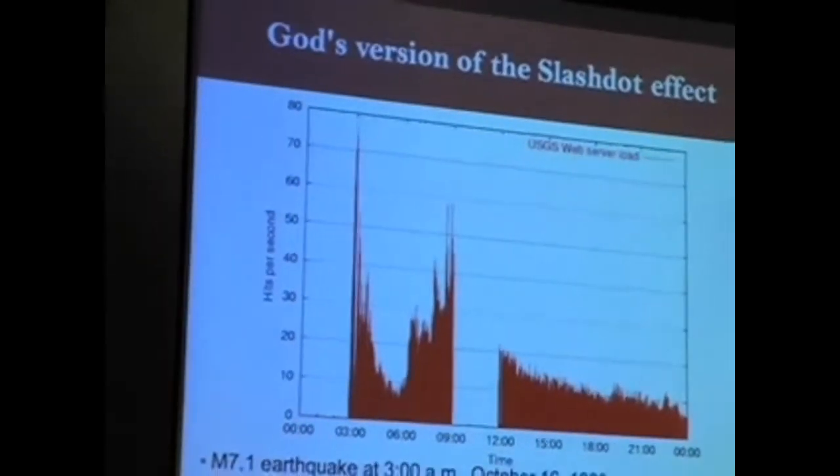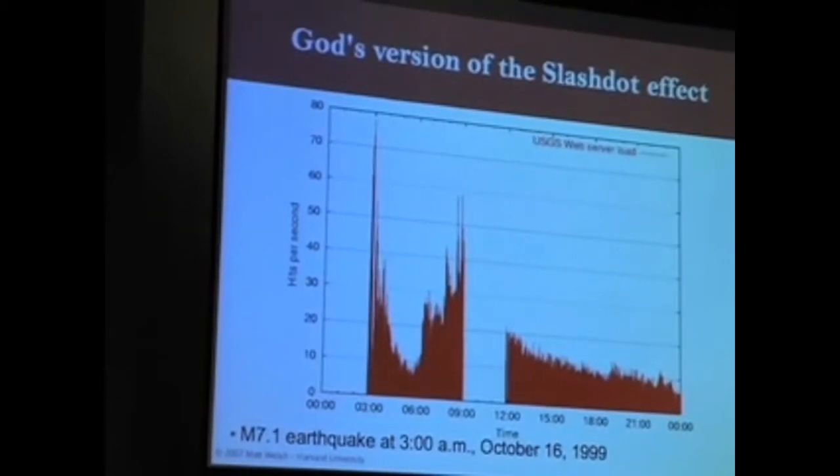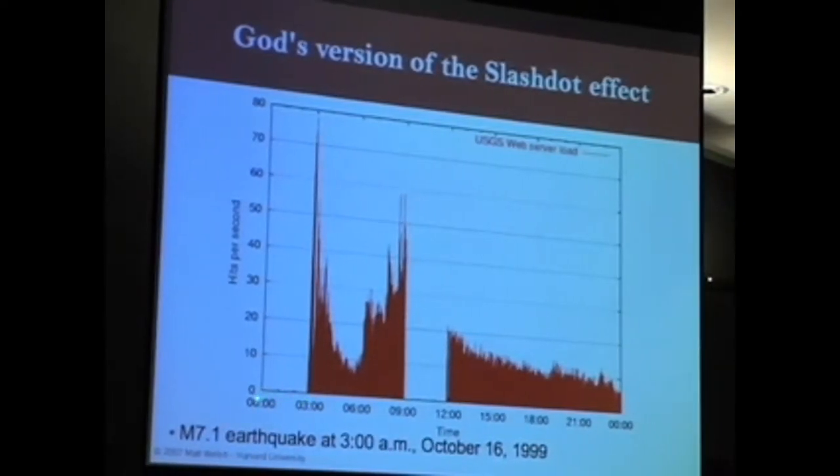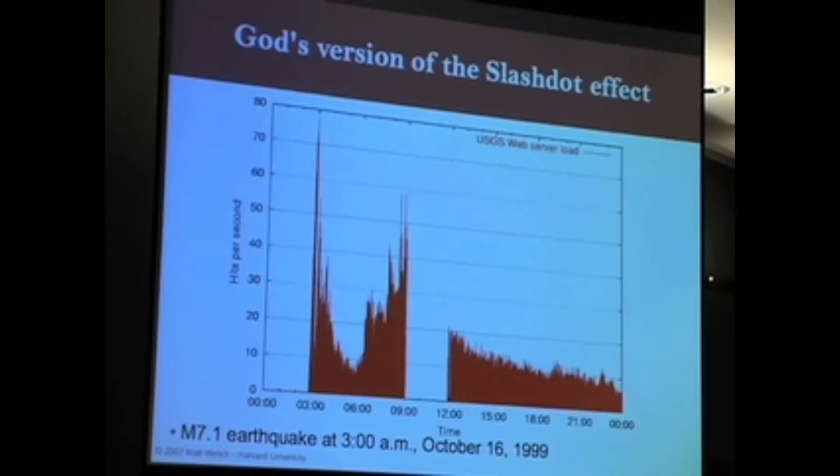This is the load from a website at the U.S. Geological Survey following a big earthquake that hit in Southern California in 1999. And this is the load, if you can all see this tiny amount of traffic down here. The earthquake was at 3 a.m., okay? So let's just say this is not a very popular website, usually. But apparently there are people going to the USGS website at 2 in the morning. I don't know who they are.